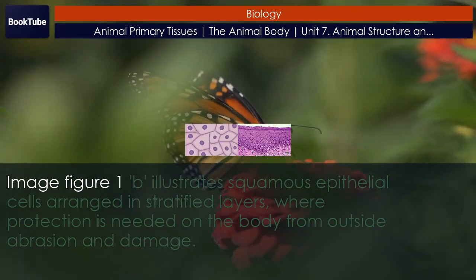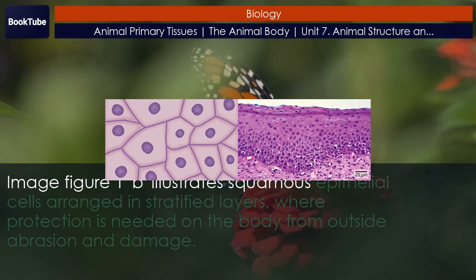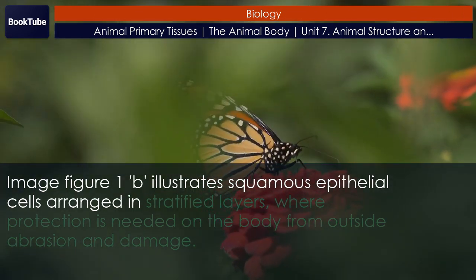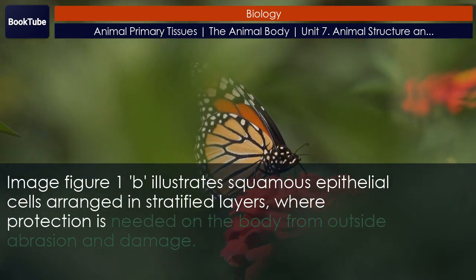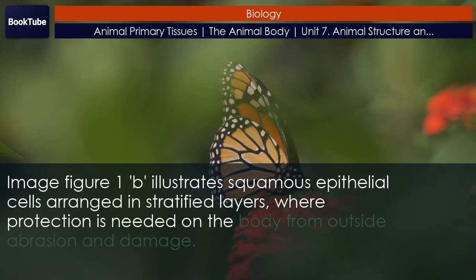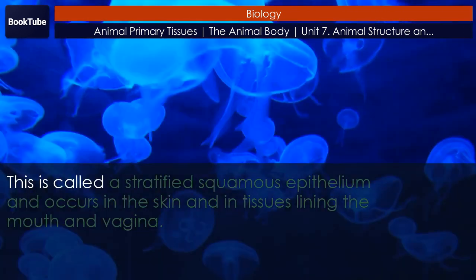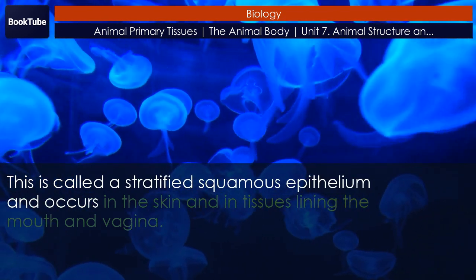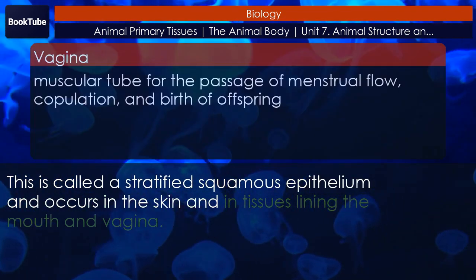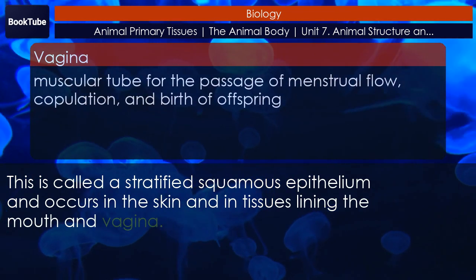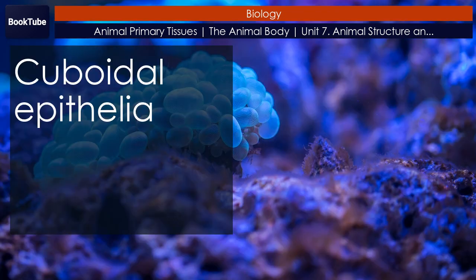Figure 1b illustrates squamous epithelial cells arranged in stratified layers, where protection is needed on the body from outside abrasion and damage. This is called a stratified squamous epithelium and occurs in the skin and in tissues lining the mouth and vagina. Cuboidal epithelia.